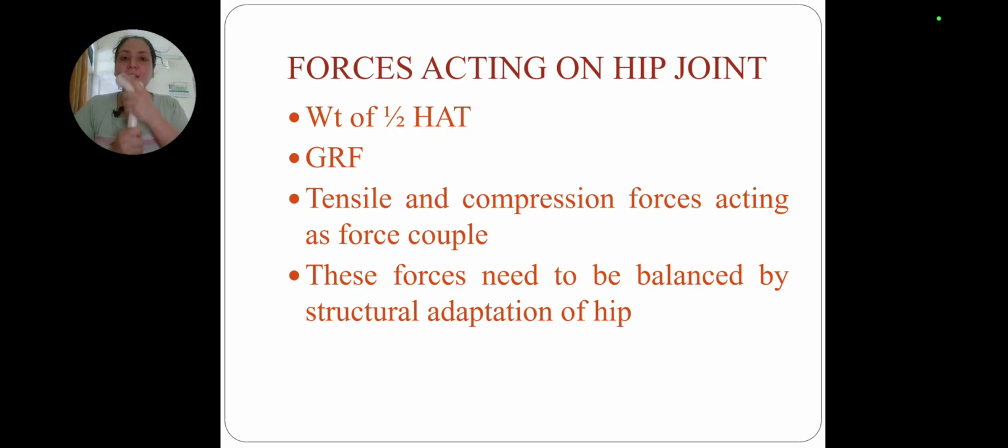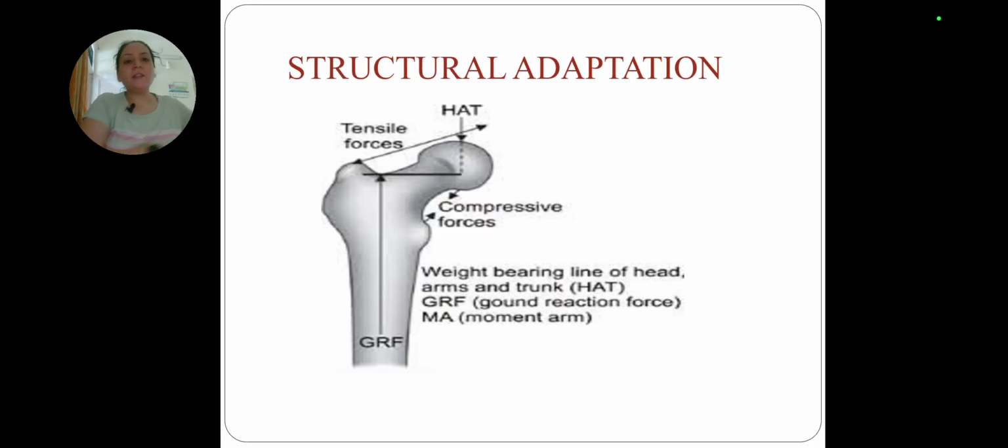Now this is the hip joint. If we can see the head, basically the head and the neck, you can see a weight is being applied, that is the weight of head, arm and trunk acting on this joint. Then there is a ground reaction force which is also acting on this. Then there are tensile and compressional forces. Herein you see a compressional force is acting, which is causing joint compression, and herein you see tensile forces, distracting forces, are acting. But these all need to be balanced. Very nicely shown in this figure.